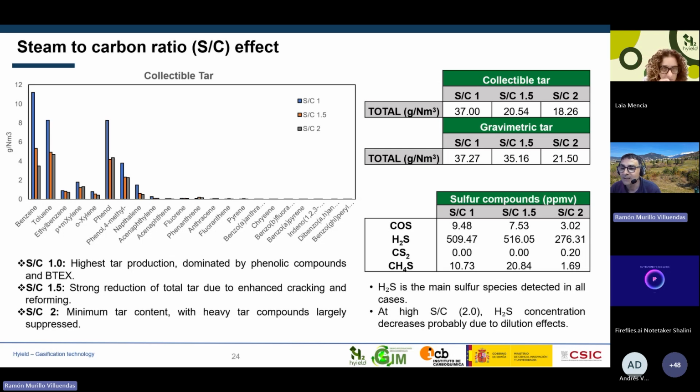This indicates that additional steam promotes cracking and reforming reactions of tar precursors and intermediate compounds. At a steam-carbon ratio of 2, the minimum tar production is achieved. Heavy tar compounds are significantly reduced, confirming that higher steam availability enhanced secondary tar conversion reactions.